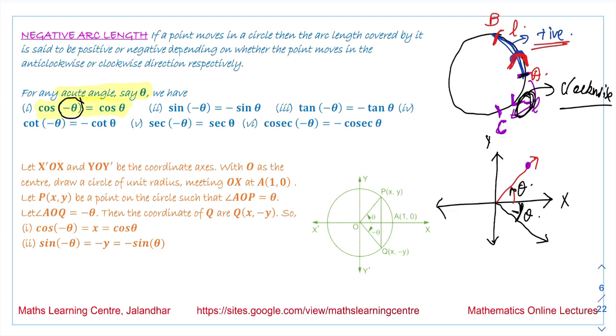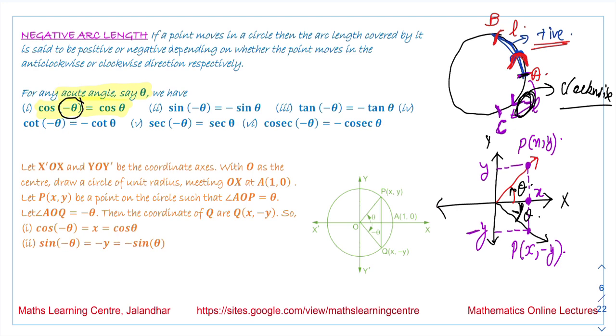One is this point P is x, y, corresponding to which the angle is theta. Now we have the point over here. We are saying we have moved this point in the anti-clockwise direction, and the coordinates of this point will be P of x comma minus y. This point will be x, corresponding to this point will be y, corresponding to this point will be minus y.